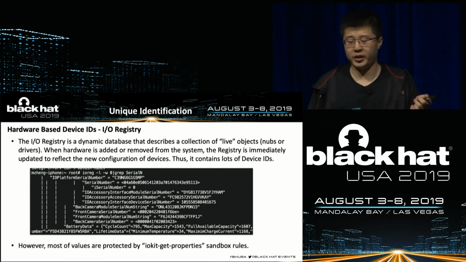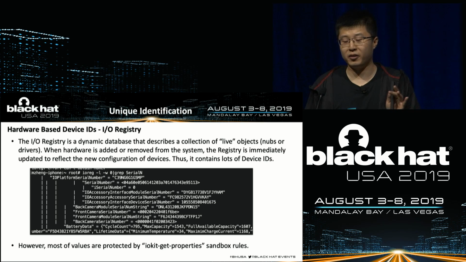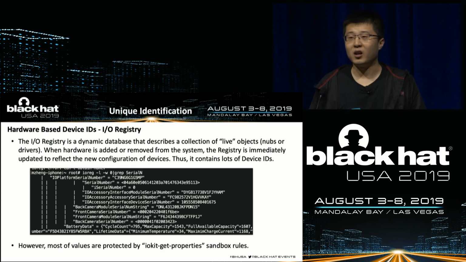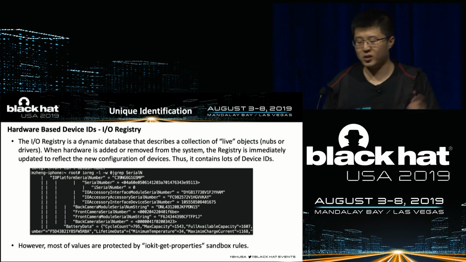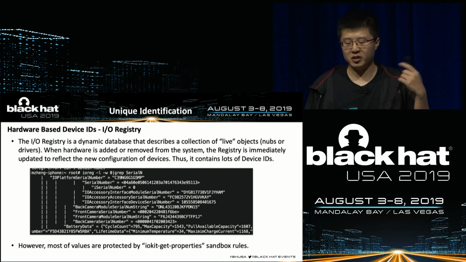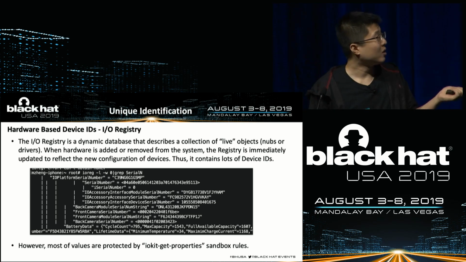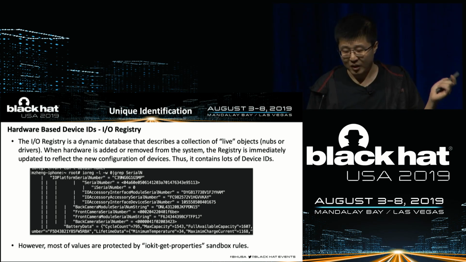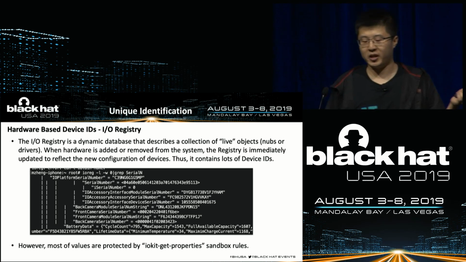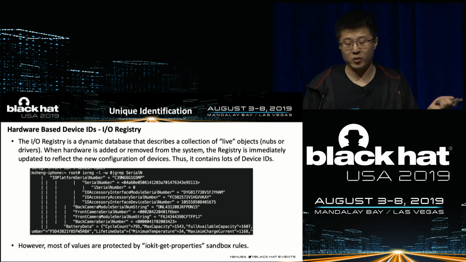I/O Registry also contains lots of hardware serial numbers. You can use the command ioreg on a jailbroken device to see these serial numbers, for example, the IOPlatformSerialNumber, the front camera serial number, etc.